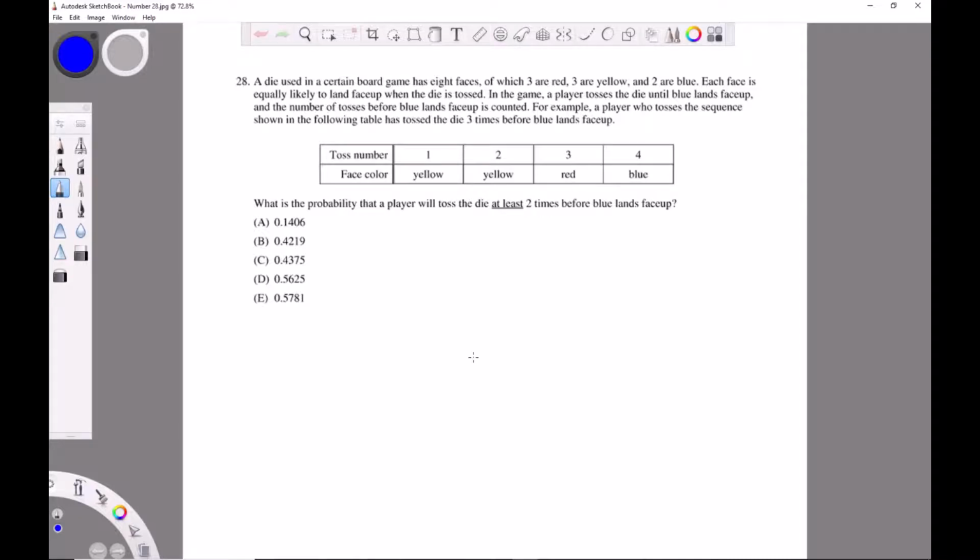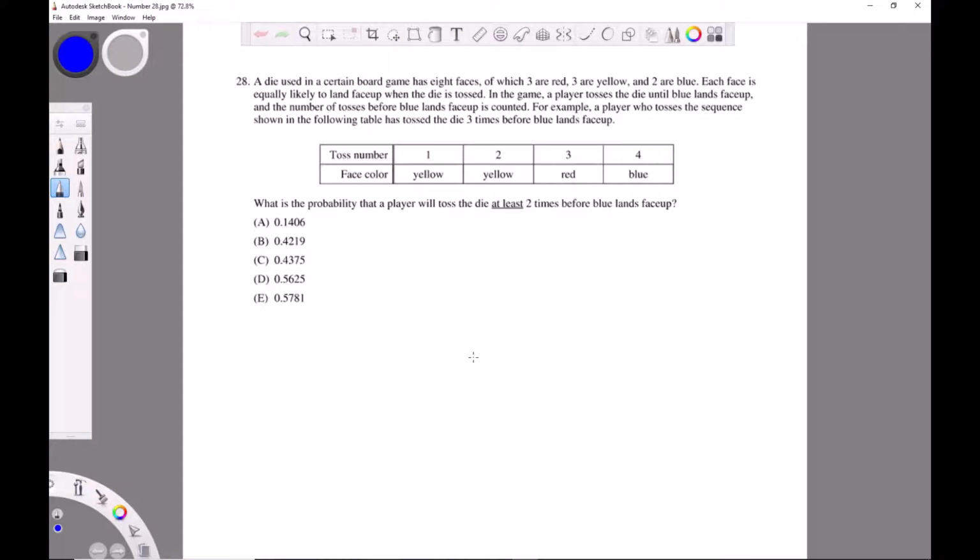So you've got a die used in a certain board game that has 8 faces, of which 3 are red, 3 are yellow, and 2 are blue. Each face is equally likely to land face up when the die is tossed. In the game, a player tosses the die until blue lands face up, and the number of tosses before the blue lands face up is counted.